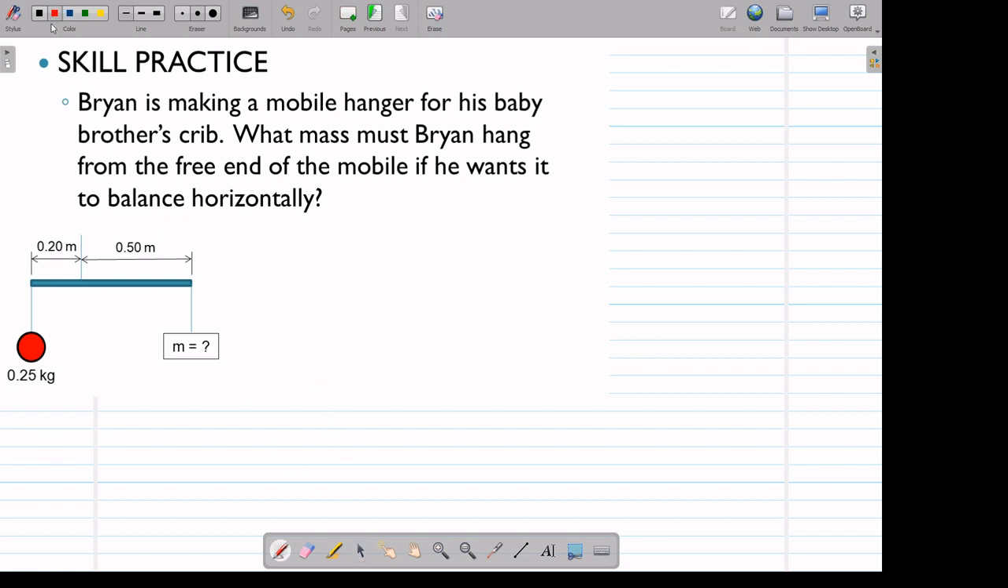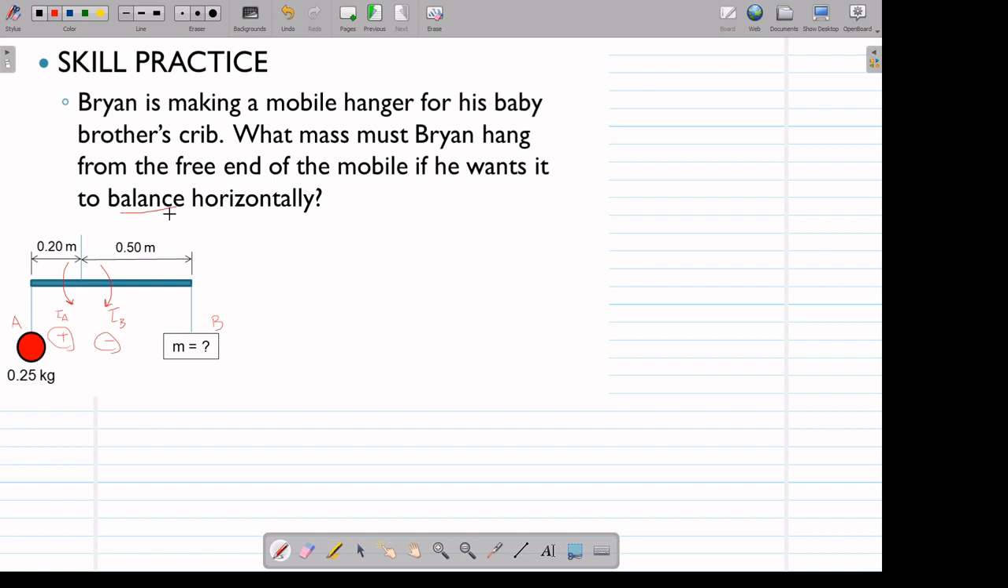First of all, let's define the torques that exist in this system. All right, so the mass, this 0.25 kilogram mass, is exerting a torque like this. And we'll go ahead and label this mass A just to have something to call it. So we will call this tau A. And then this mass over here, which, why not, we'll call it B, is exerting a torque like this. It wants the whole mobile to spin this direction. So we'll call that tau B. And since anti-clockwise is positive, we will let tau A be positive, tau B negative.